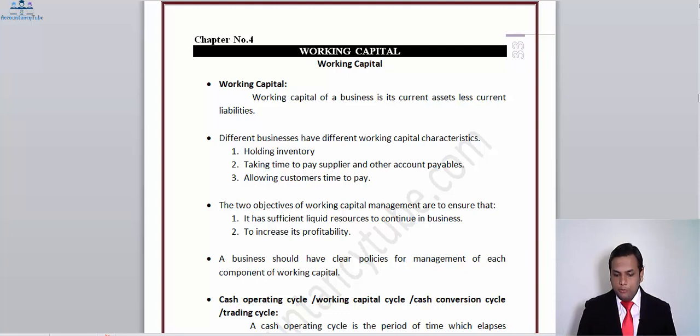Then we have taking time to pay suppliers and other accounts payable, which is one of the strategies of the business to take goods or supplies from the suppliers and pay them in a few days or a month, depending upon the agreements with the supplier. It's an easy source of finance because the more time you have available to pay a supplier, the more time that cash can be present in your premises so that you can gain a benefit from it. Then we've got allowing customers time to pay.